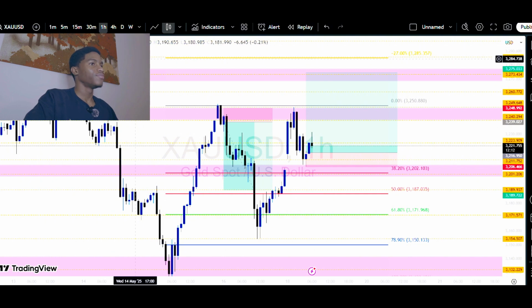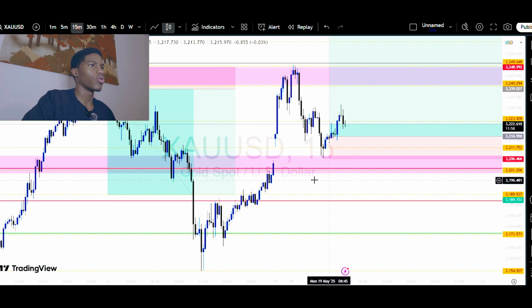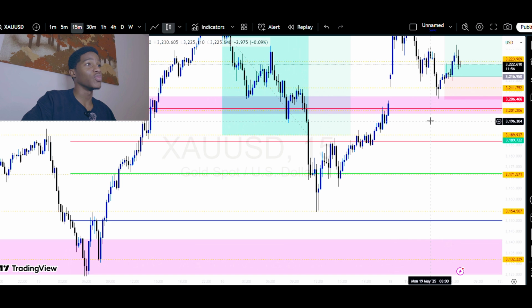So right here, guys, let's analyze how I would have taken that buy right there. So we'll go to the 15-minute time frame. Okay, it's clear to everybody where you will buy from.